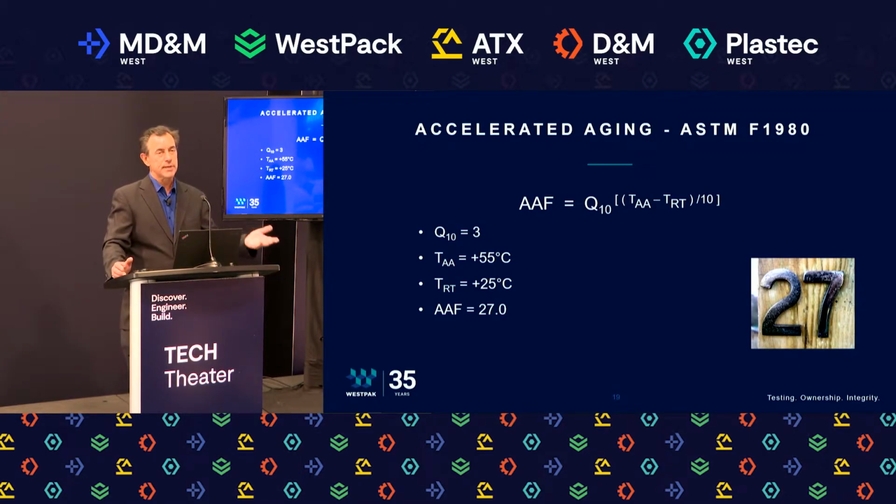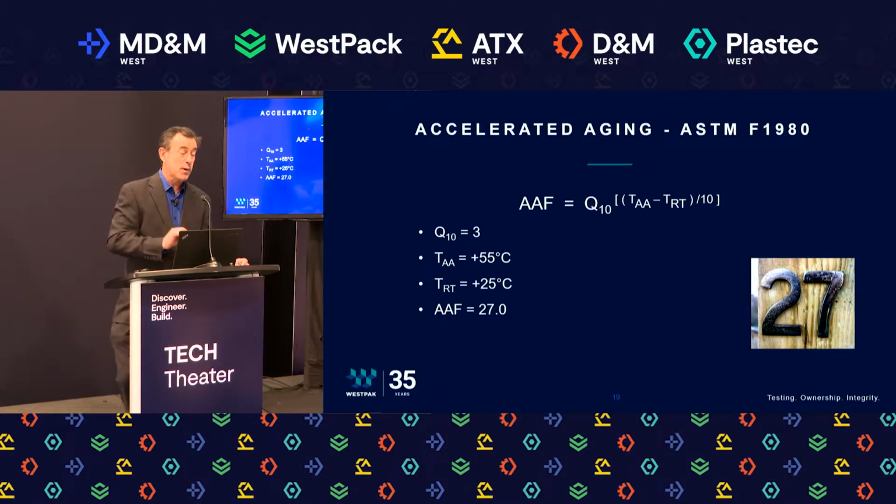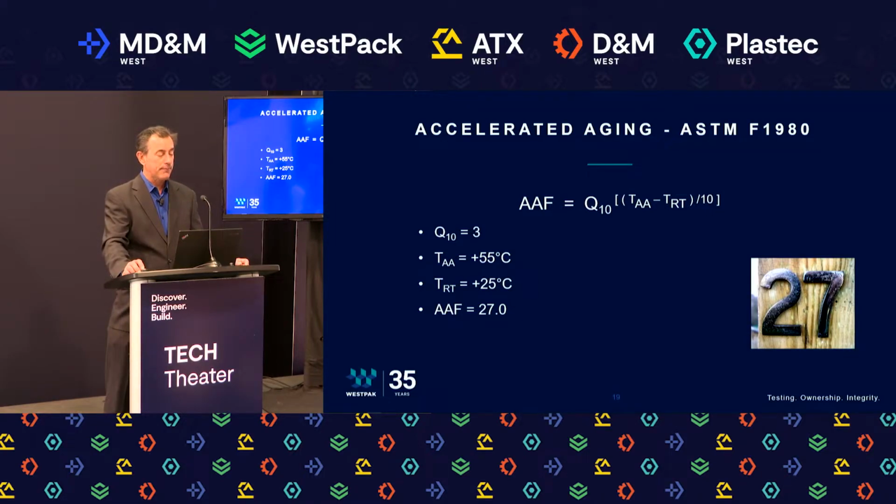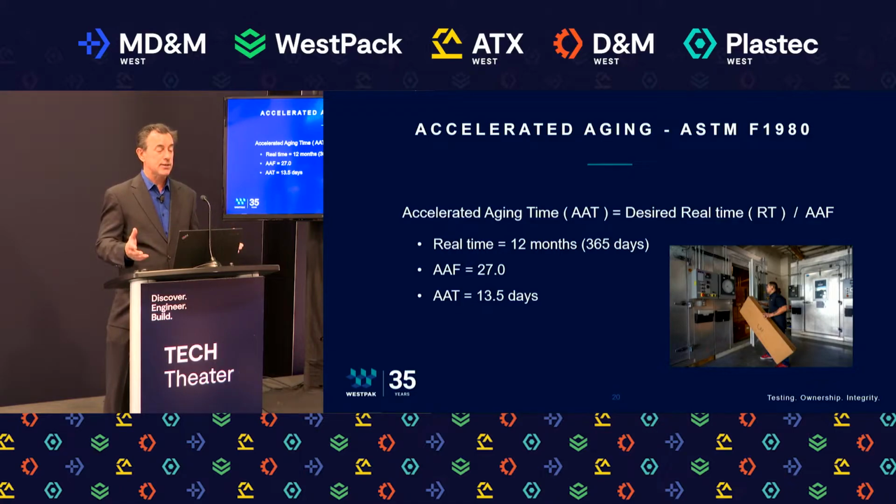Now let's play with the Q10 factor. What happens if we say the Q10 factor should be 3? We've done our materials study. We decided that we can use 3 for our Q10 factor. If we kept the accelerated aging temperature at plus 55 and the real-time temperature at 25 degrees C, we get an accelerated aging factor of 27. That's about 3 times higher than our previous example. So when we do that, we can actually age something for 13 and a half days for 12 months.